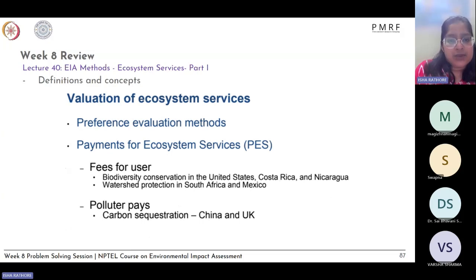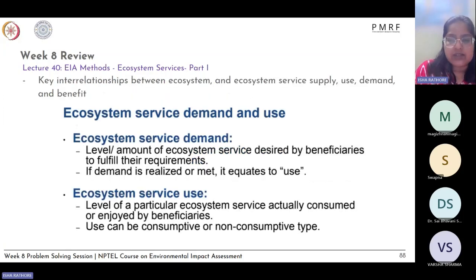We also looked up at the evaluation of ecosystem services. So we looked up at the preference evaluation methods, the payment for ecosystem services or PES, fees for users, which is biodiversity conservation in the United States, Costa Rica, and Nicaragua, and watershed protection in South Africa and Mexico. And the polluter pays kind of thing, like for carbon sequestration, which is seen in China and UK, where the polluter pays a certain penalty or compensation.